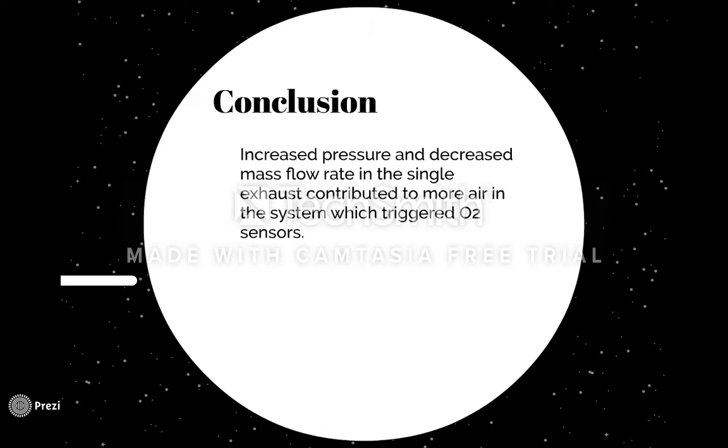So in conclusion, I found that the increased pressure and the decreased flow rate in the single exhaust contributed more air to the system. And with that more air, my O2 sensors were triggered. Because there was more air in the system, it did sense a lean condition, which was then obviously solved by putting on the dual exhaust.